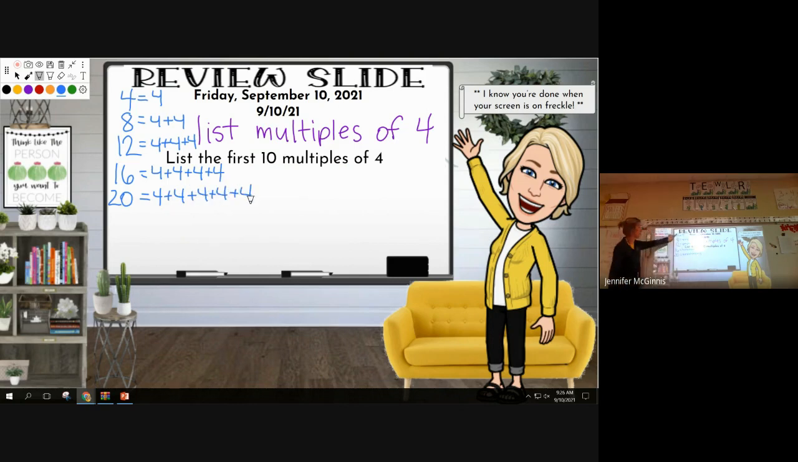So this is 1 four. This is 2 fours. This is 3 fours. This is 4 fours. I'm just trying to make sure that we're so clear about this. 2 times 4. 3 times 4. 4 times 4.